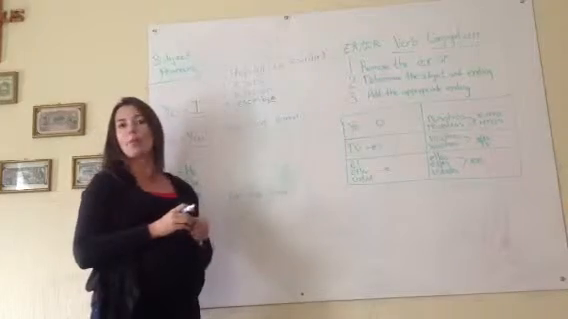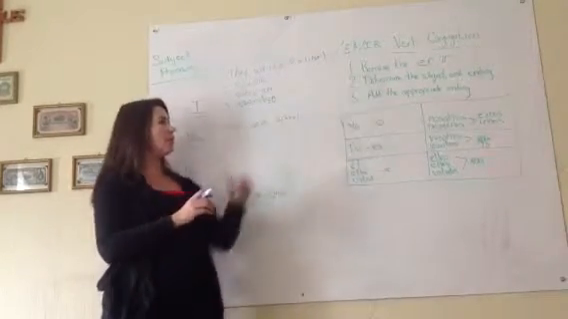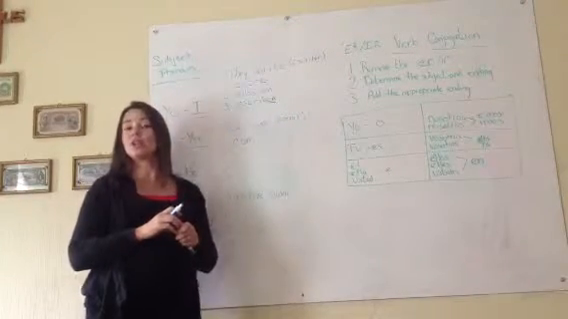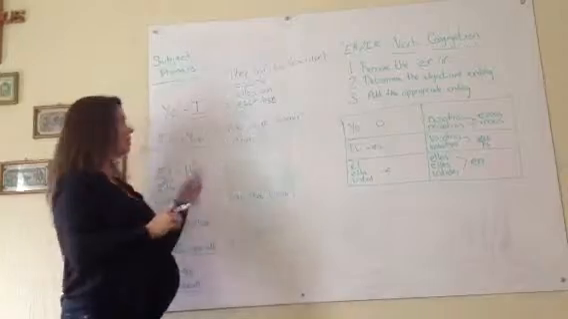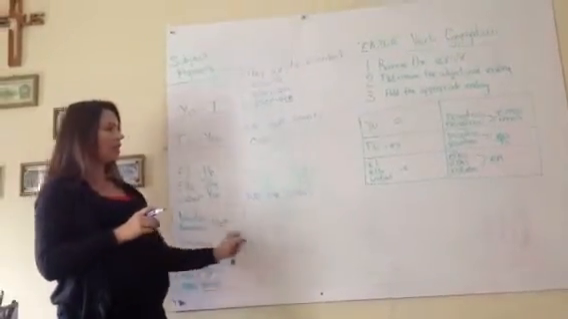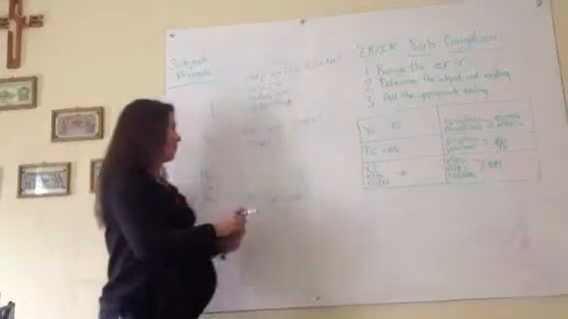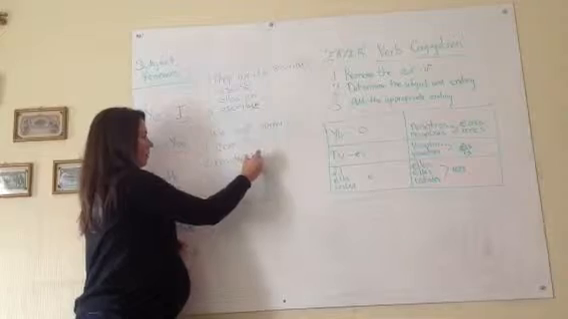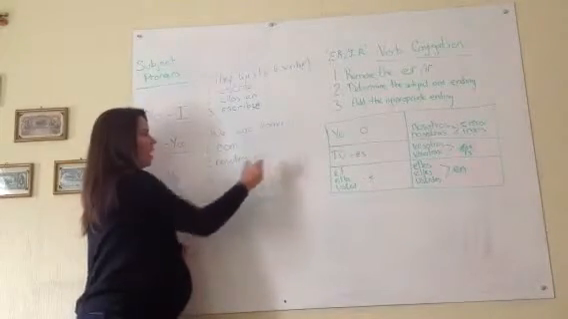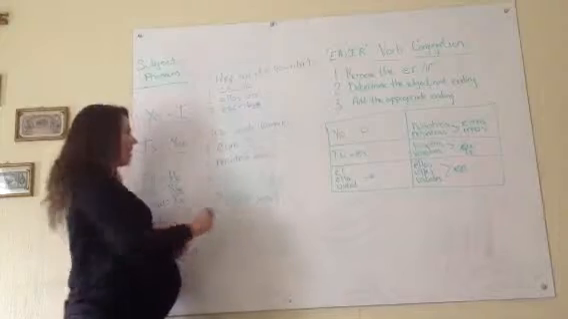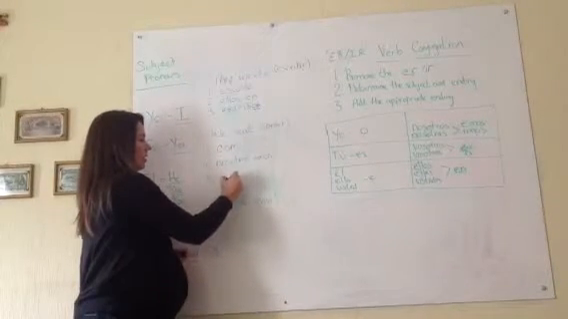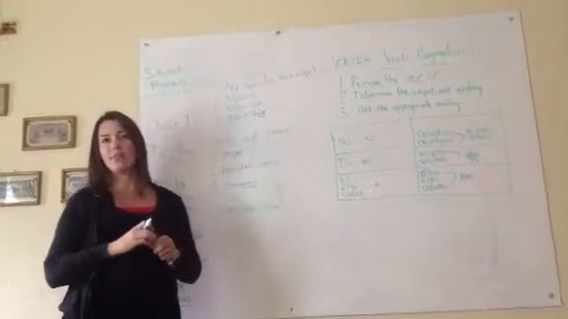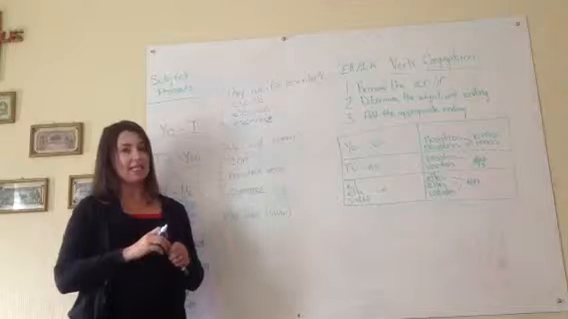In this example, we eat. Eat is the verb comer. Step 1 is to remove the ER. Step 2 is to determine the subject and the ending. You go to your list. Nosotros is we. For nosotros, the ending is hemos. And the third step is to add the appropriate ending. So take the root and add the ending. You've now conjugated the verb, and it means we eat.